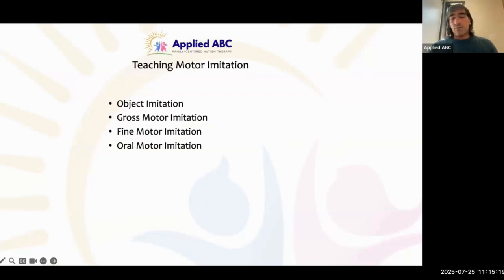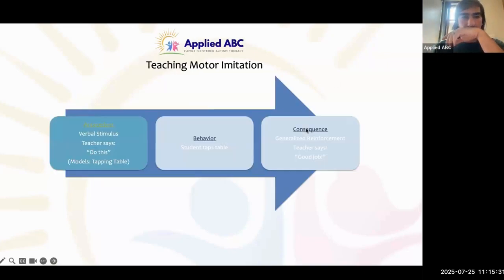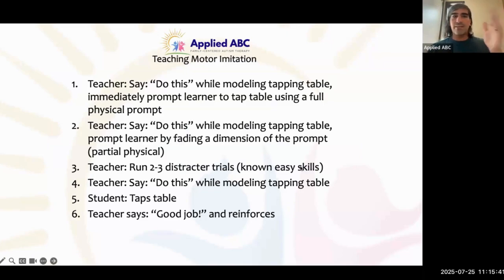Motor imitation. There's object imitation, gross motor imitation, fine motor imitation, oral motor imitation. These are different kinds of imitation. So, do this, teacher taps the table. Student taps the table, success. Same kind of thing. Do this, tap the table, with a full physical prompt. You take their hand, you tap the table. Great job. Partial reinforcement.